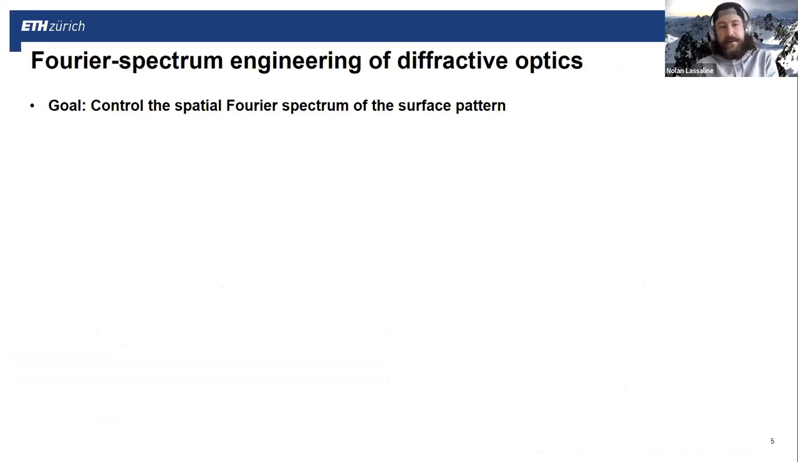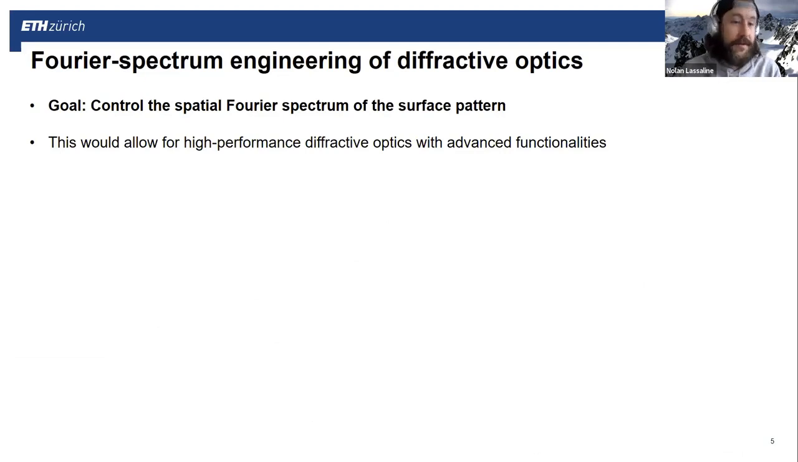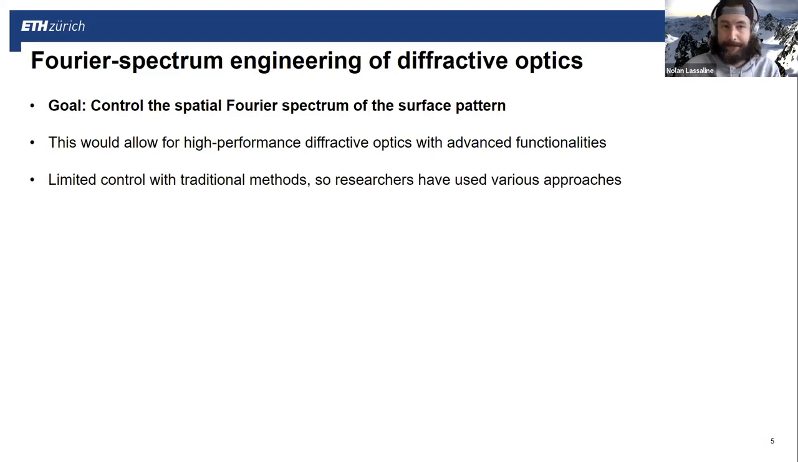And the goal of what people are trying to do here is, as we learned previously, to control the spatial Fourier spectrum of some particular surface pattern. If you could do that, it would allow for high performance diffractive optics with advanced functionalities. But of course, there is limited control with traditional fabrication methods. So researchers have tried to do this using various approaches.